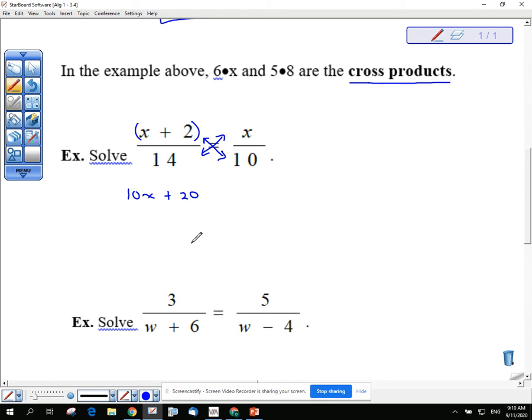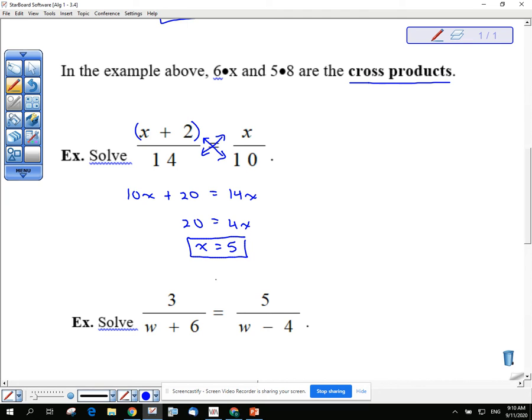If you think that you might forget to distribute, then maybe write 10 parentheses x plus 2 and have an extra line of work. Never sacrifice accuracy for a little bit of paper, right? If you need to write it out, write it out. And then the other one would be 14x. And now it looks a lot like a problem that we saw in the previous lesson. So subtract 10x from both sides, and you'll get this. Divide by 4, and you'll get x equals 5.